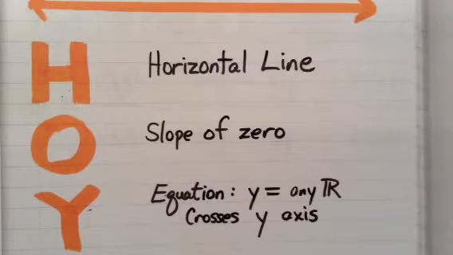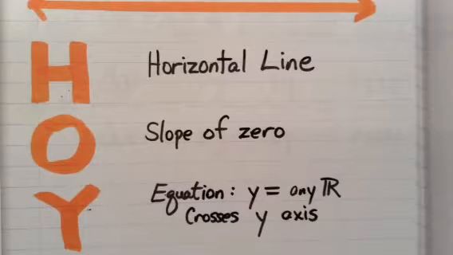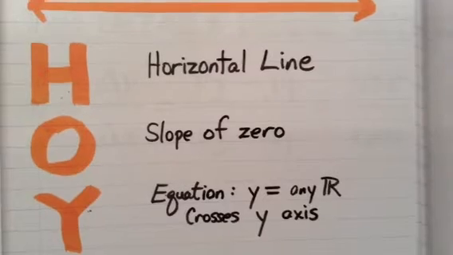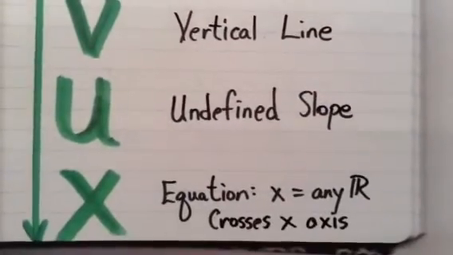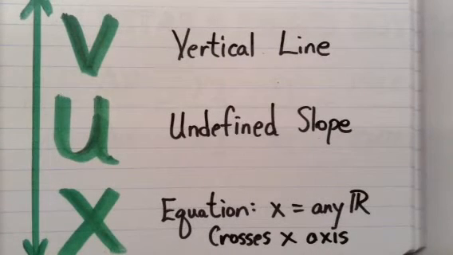Hey Dragons, I know I asked you to write down this thing in your composition book several meetings ago. It was HOVUX. H stood for horizontal line, O stood for slope of zero, Y talked about the equation being y equals, and then the VUX was V was the vertical line, U was undefined slope, and X was the equation, was x equals a number.